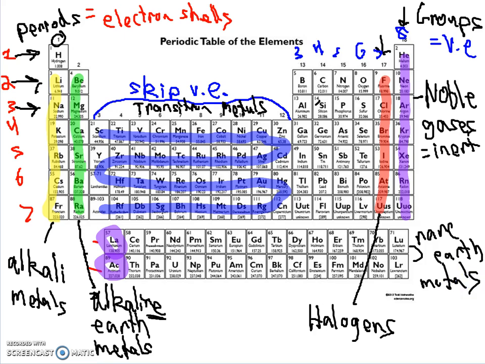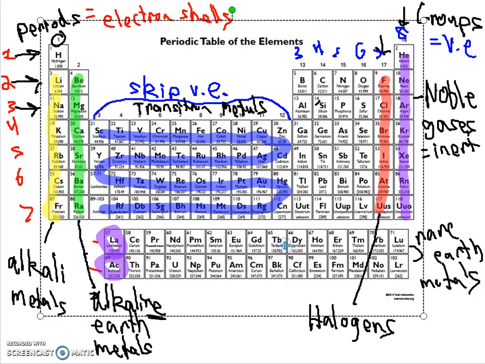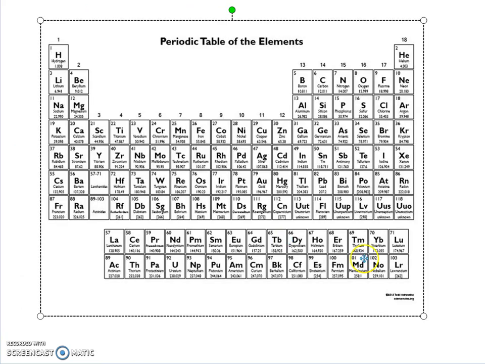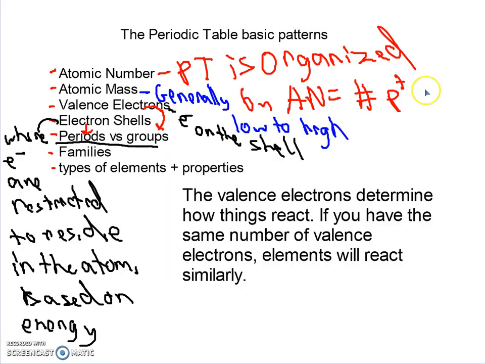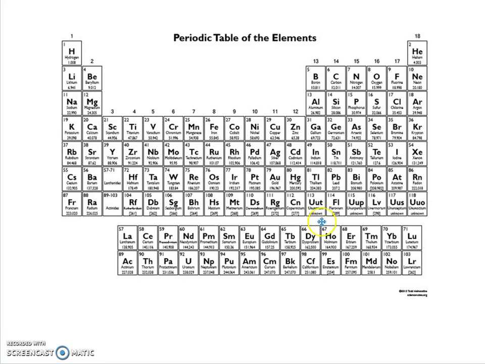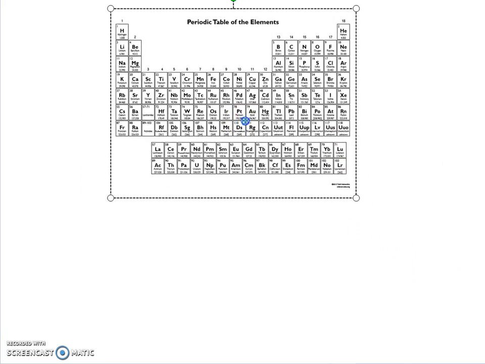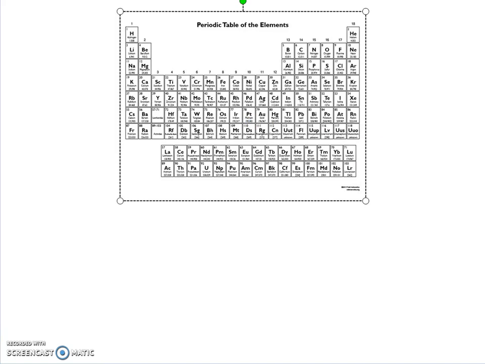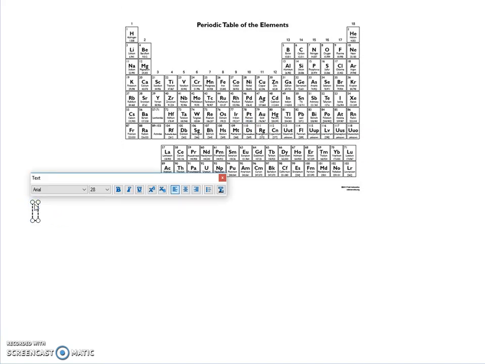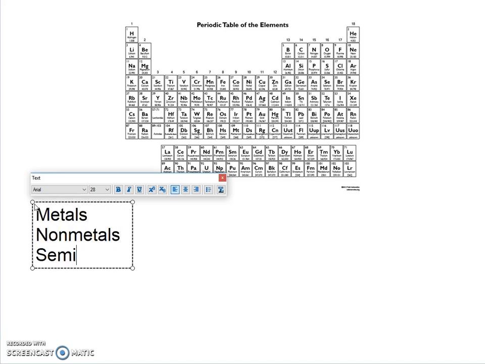Okay, with our last bit here, I need to clear this off. We're going to talk about different types of elements and the properties that they have. So I'm going to make this a little smaller so that I can type on it as well. So there's 3 different main types of elements. I gave you their families, but there's metals, nonmetals, and semimetals, which are often called metalloids.